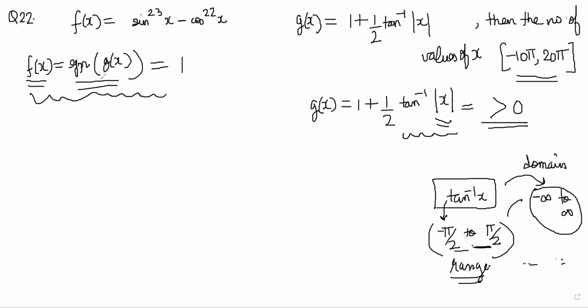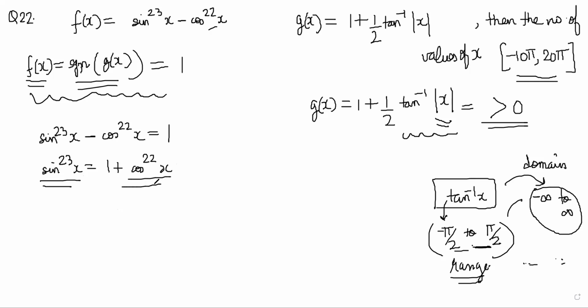So this understanding you have to have, only then you will be able to get a simple equation. Now you have to solve just this equation: sine to the power 23x minus cos to the power 22x is equal to 1. Now write this as sine 23x is equal to 1 plus cos 22x, right? Now this can never be true unless this is 0 and this is 1, right?